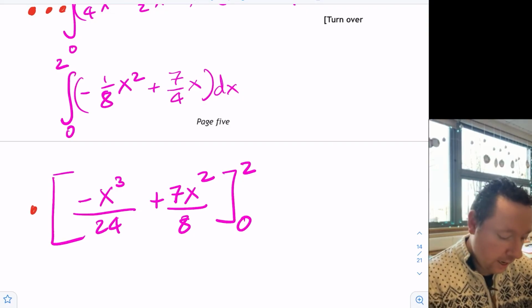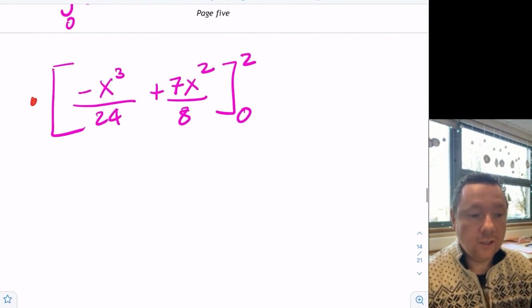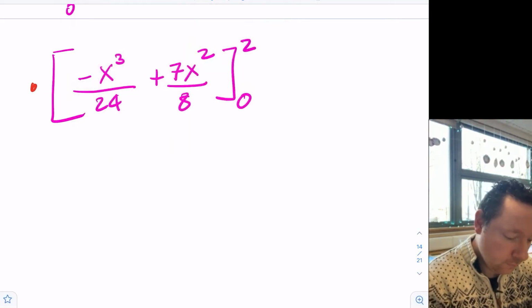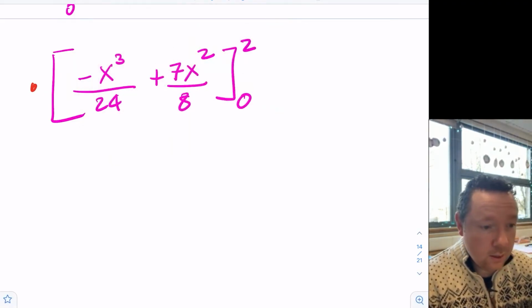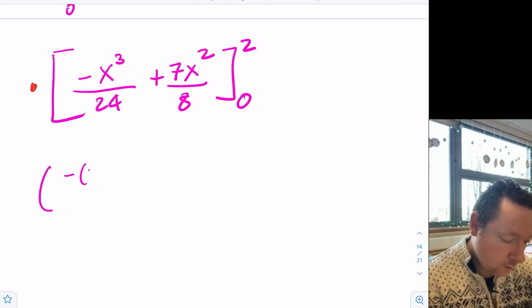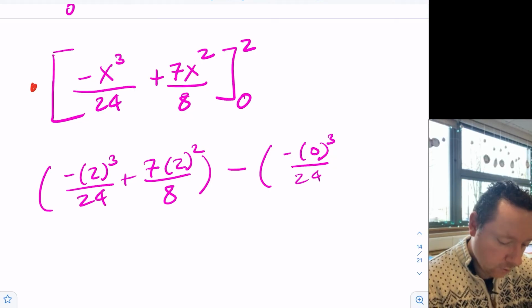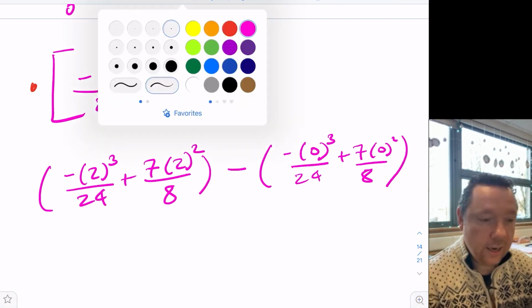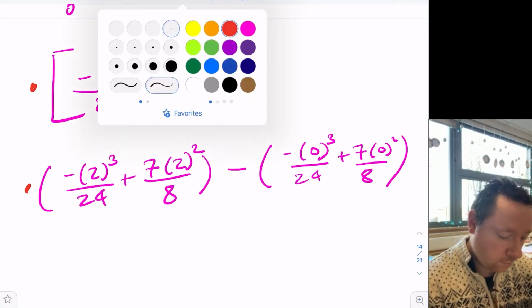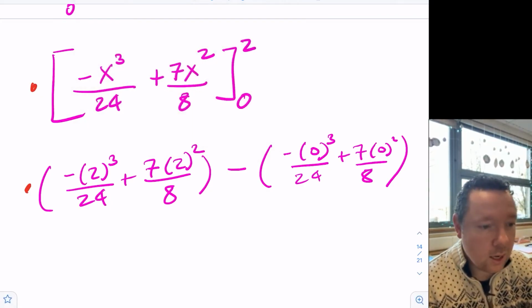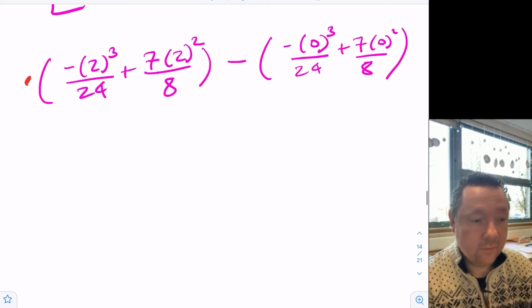So that gives us another mark at that point. So let's move on and substitute our limits in. So we've got minus 2 cubed over 24 plus 7 times 2 squared over 8. Take away minus 0 cubed over 24 plus 7 times 0 squared over 8. Okay, so we get a mark for our substitution. And then we need to evaluate it to get another mark.